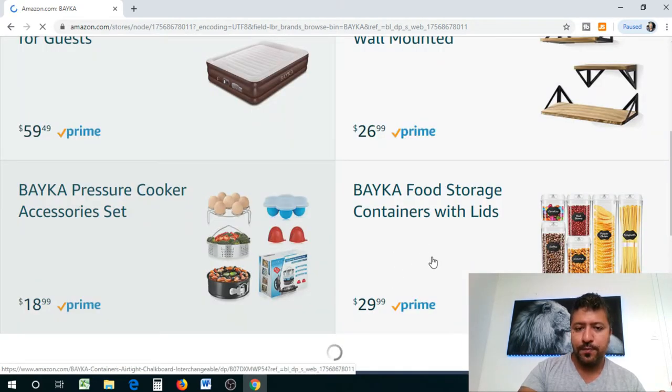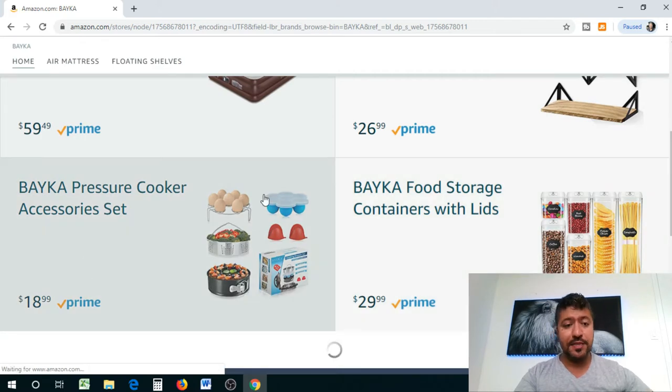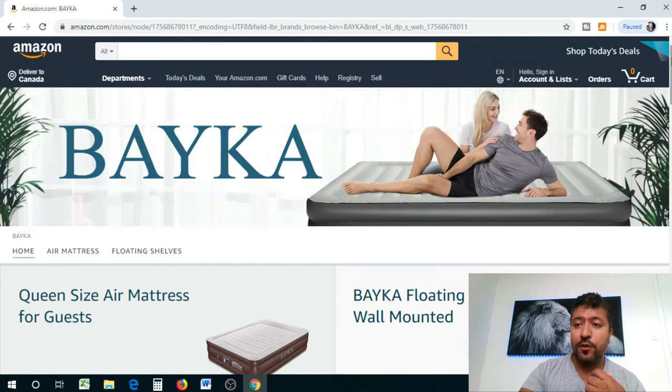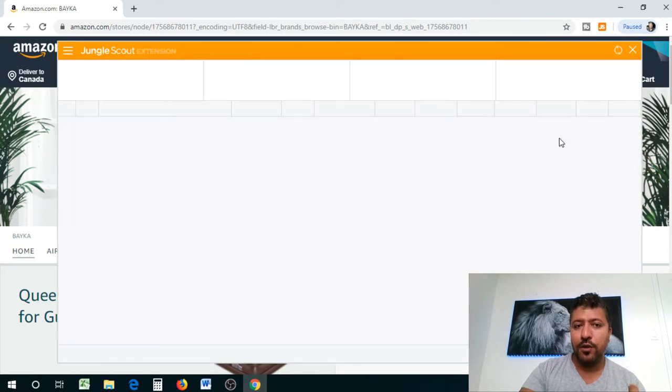So this, they basically have an established business here. They have all kinds of products they're selling. So what I want to do is run Jungle Scout against their storefront. Sometimes they will allow you, sometimes they won't, but let's see if Jungle Scout will load.